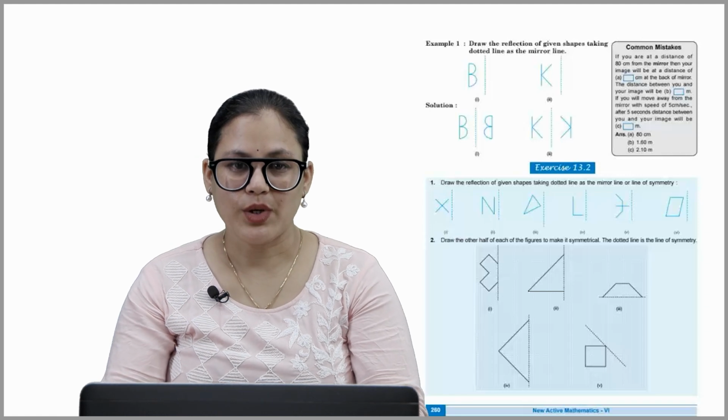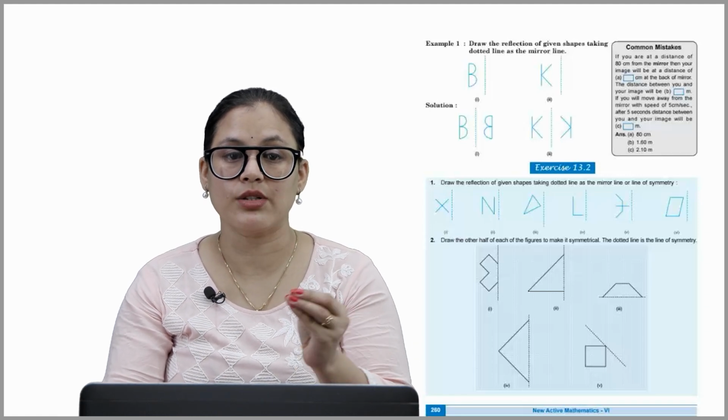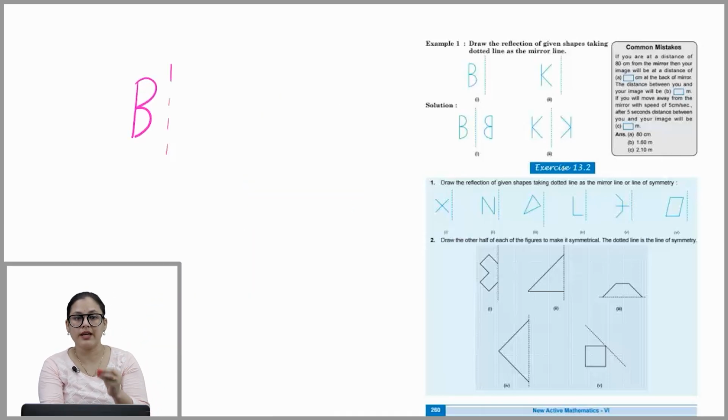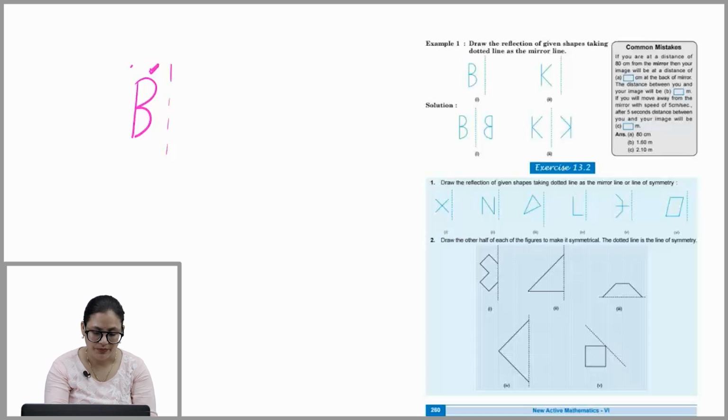Let's do example 1. Draw the reflection of the given shape taking the dotted line as a mirror line. See, this is the letter B, and whenever we draw the reflection, what will we do? This is the right part and this is the left part. Right becomes left and left becomes right. Similarly in K, this is the right part, this will become the left part, and this is the left part, this will become the right part.